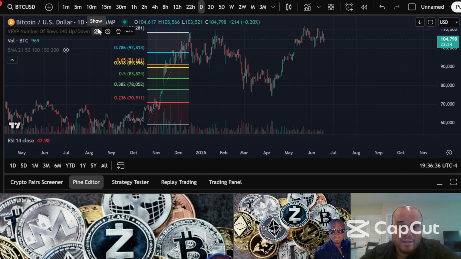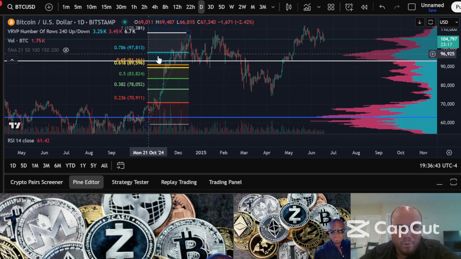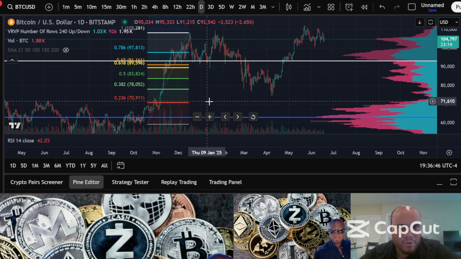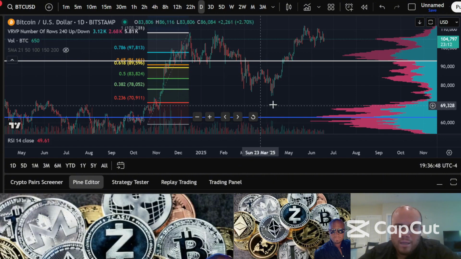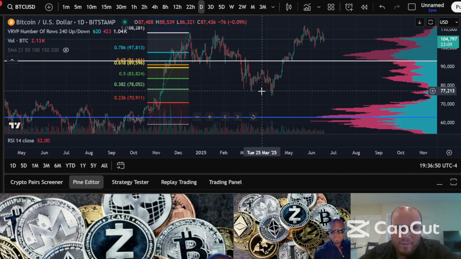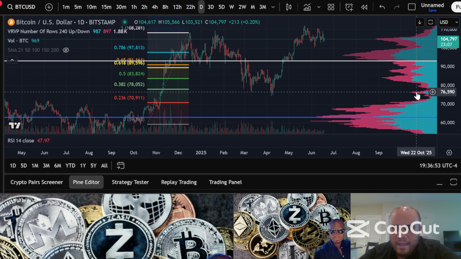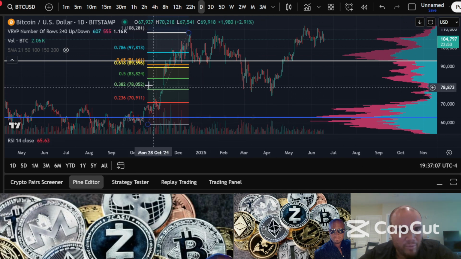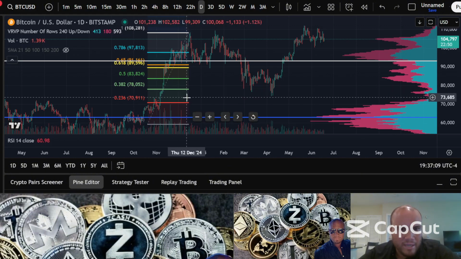Now, if I turn on this other tool, the VRVP, I know this is supposed to be a Fibonacci video, but you want to be able to see if you can get some support and some backup with these numbers. Looking at Bitcoin and what it's done, we had a high volume node here on the VRVP that said that $76,000 Bitcoin should get some support. And that is like right where this 0.382 Fibonacci level's at.